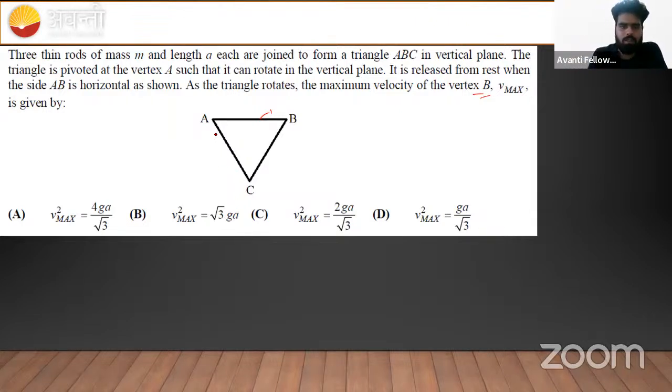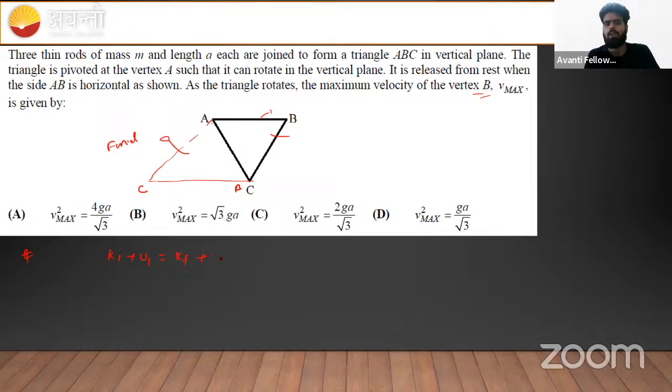So if we consider the situation where B has reached the lowermost point, say this is the situation when C reaches here and B reaches here. This is the final position of the 3-rod system, and this is the initial. So what is the concept that we have to apply here, beta? Kinetic initial plus potential initial equals kinetic final plus potential final. There is no external force involved here, so we can apply this concept, because the work done by net external force is 0. There is no friction present here. Initially it is released from rest, so kinetic initial is 0.